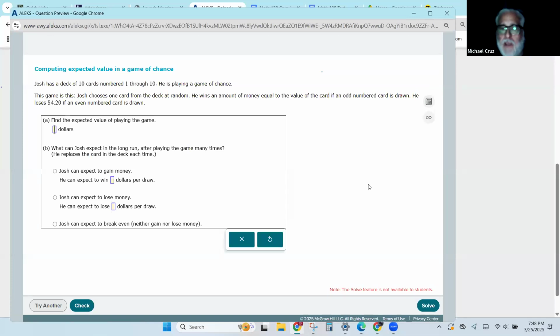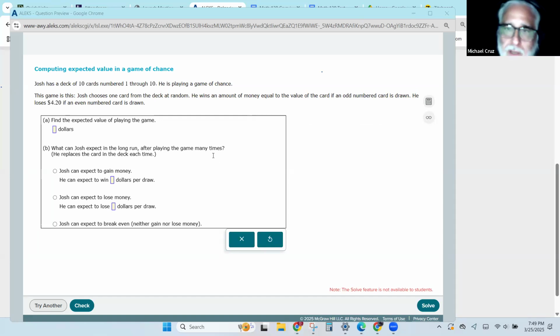All right, Josh has a deck of 10 cards numbered 1 through 10. He is playing a game of chance. So 1 through 10. Josh chooses one card from the deck at random. He wins a money amount equal to the value of the card if it's numbered odd. If it's even, he loses $4.20.